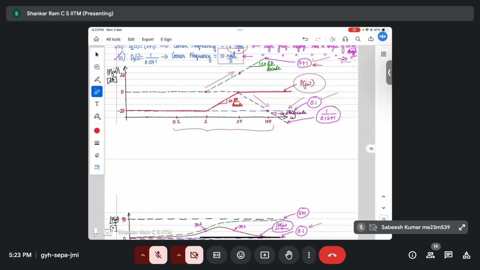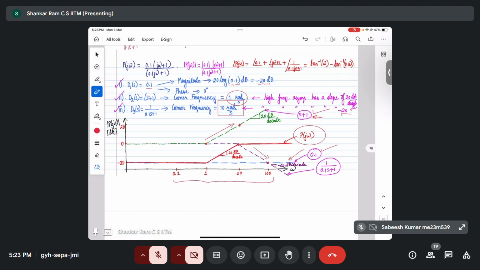Yes, please. Sir, one query on why it is actually remaining at minus 20 till 1. Till 1, because there are 3 factors, right? See, 0.1, S plus 1, and 1 by 0.1 S plus 1, right?